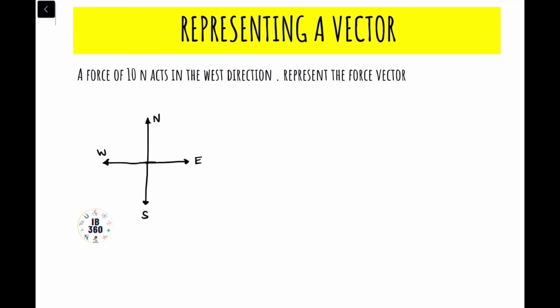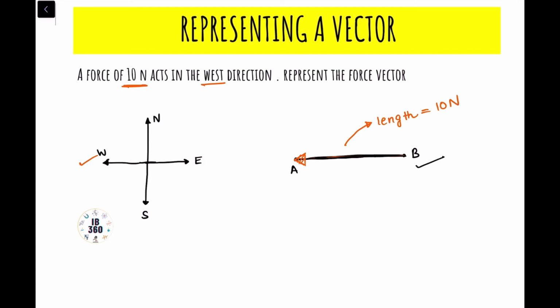So that means the length of the tail of the vector will be how much? 10 newtons, right? So suppose this is point A and this is point B. So suppose this length, that is the length of the tail, this length is how much? 10 Newton. So suppose this length will be your 10 Newton. Okay, so that means this will be the tail of the vector, right? So from point A to point B will be the tail of the vector. Okay, now in which direction is the force acting? In the west direction, that means in this direction. So the arrowhead will be pointing towards the west, right? So this will be the representation of the vector.